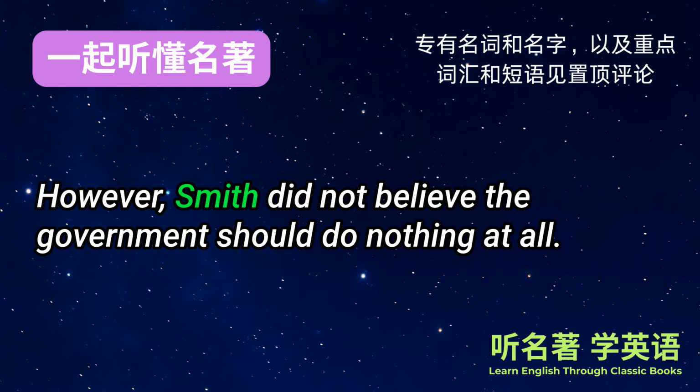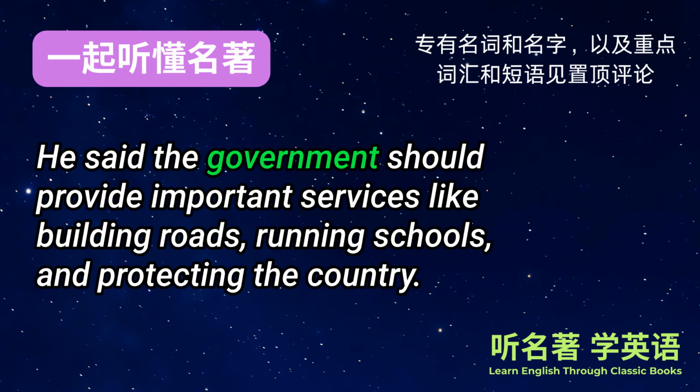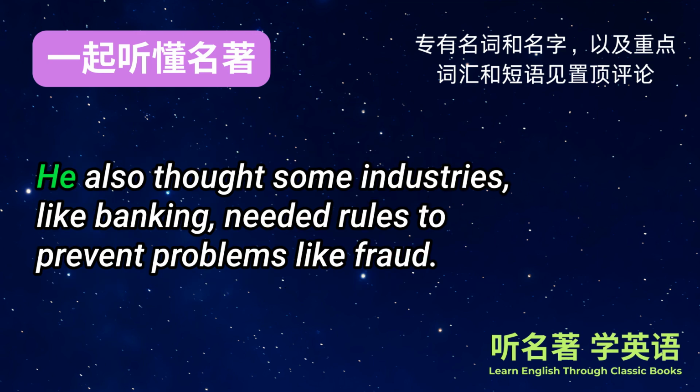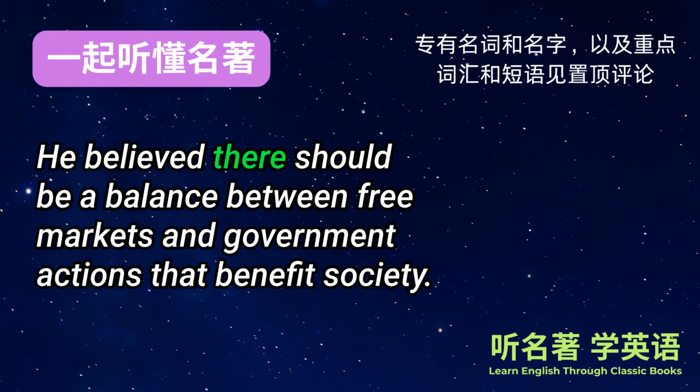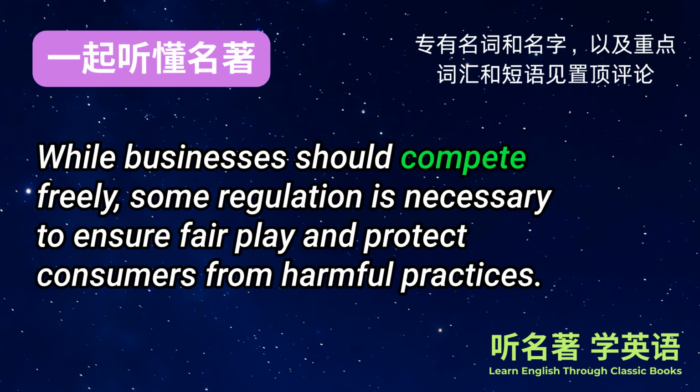However, Smith did not believe the government should do nothing at all. He said the government should provide important services like building roads, running schools, and protecting the country. He also thought some industries, like banking, needed rules to prevent problems like fraud. He believed there should be a balance between free markets and government actions that benefit society. While businesses should compete freely, some regulation is necessary to ensure fair play and protect consumers from harmful practices.